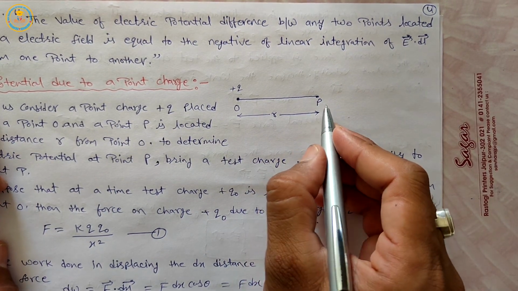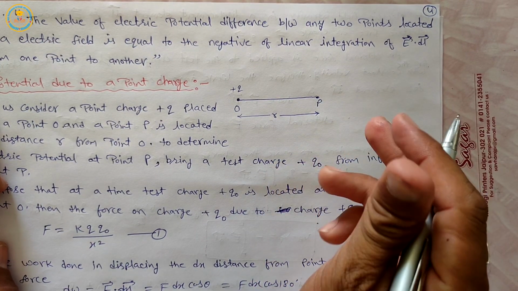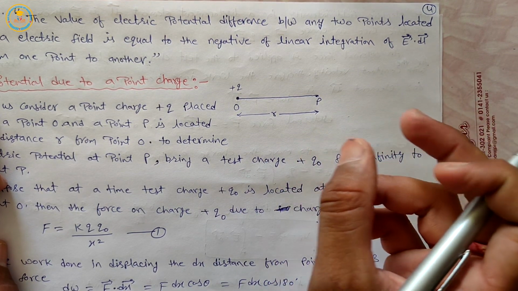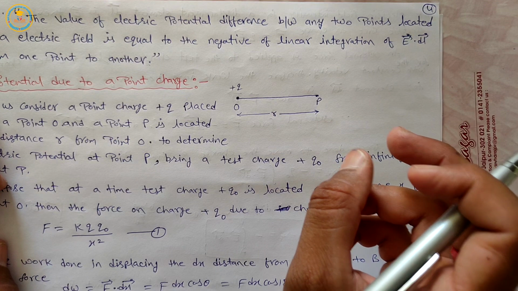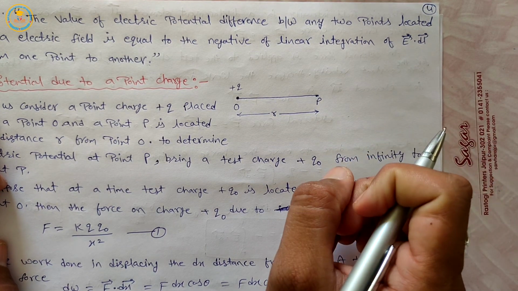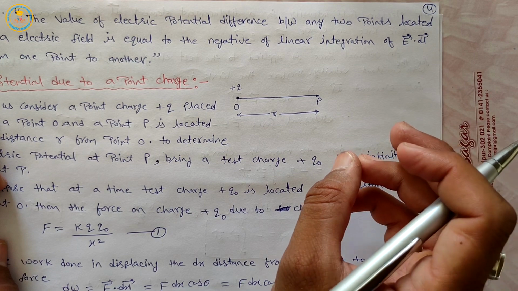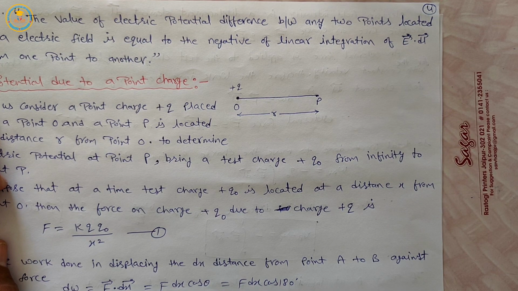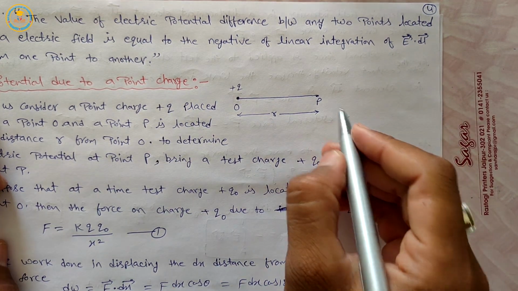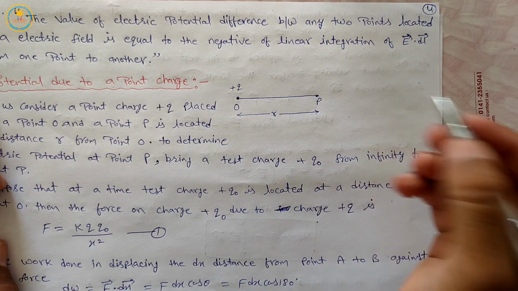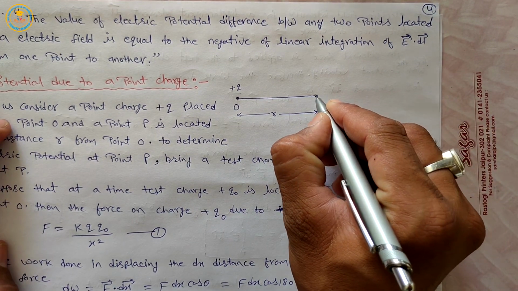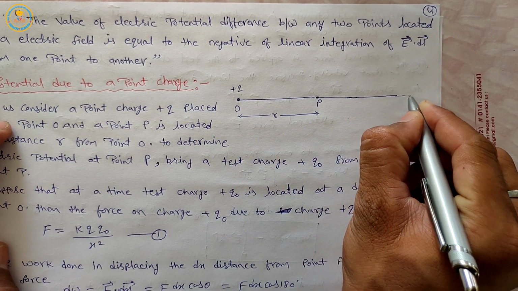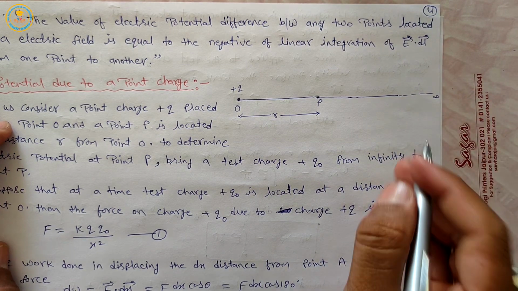To determine the electric potential at this point, we bring a test charge from infinity, because according to the definition of electric potential, the test charge should be brought from infinity. So a test charge q naught is brought from infinity to this point P, like this. This is infinity.